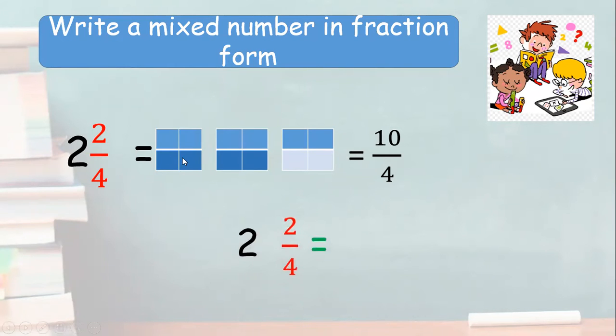Now there is a certain procedure I have to follow in order to change a mixed number to a fraction. I should multiply the 2 by the denominator. 2 times 4 equals 8. Then I add 2 to the 8. So 8 plus 2 is equal to 10. I have now 10 over 4. So we multiply 2 times the denominator, 8, and 8 plus 2 equals 10. 10 over 4.